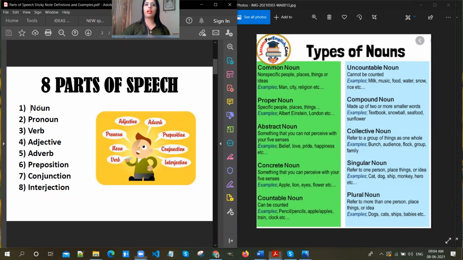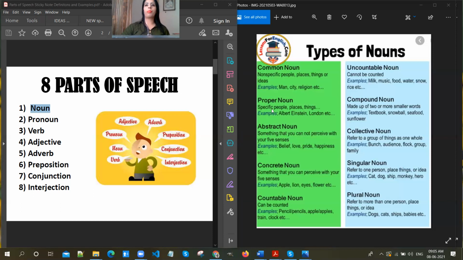So first of all, what are nouns? Right, nouns ki hunde ne. So here you can see there are different types of nouns. The first one is common noun, as you people may know. The non-specific people, places, things, or ideas. The words which are used for non-specific people. For example, man, right? City, religion. So generally use karte hain, that we call them common noun.